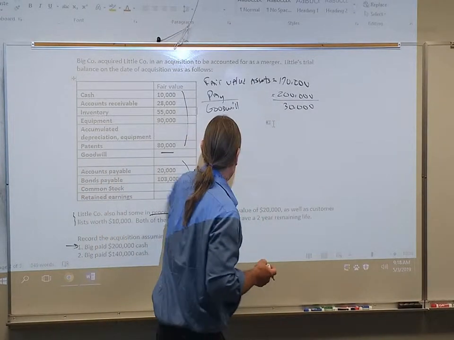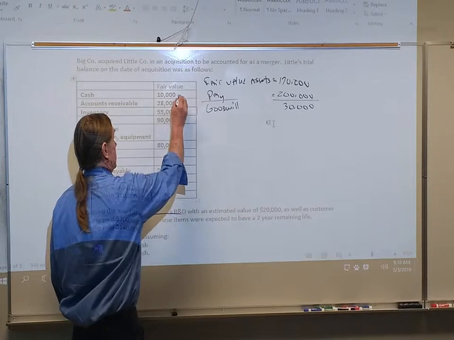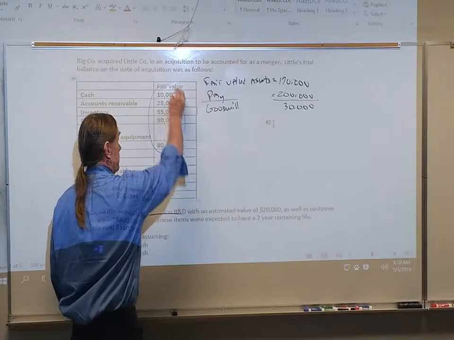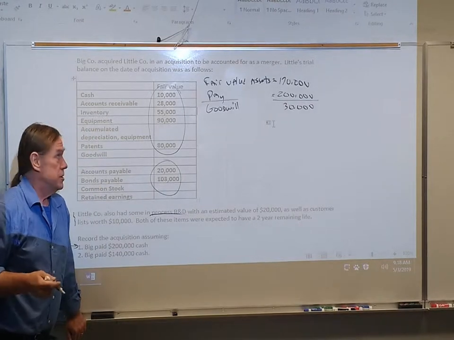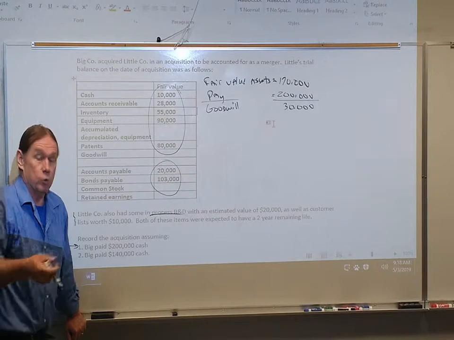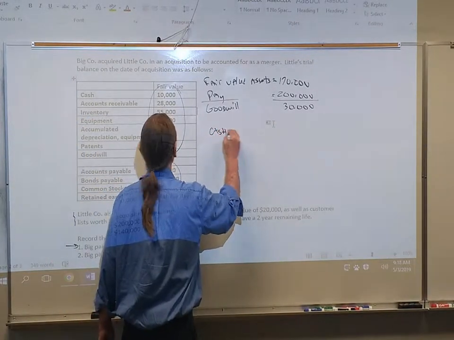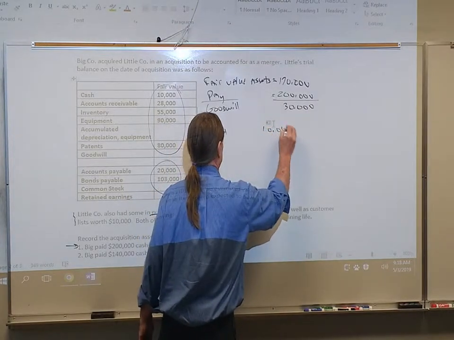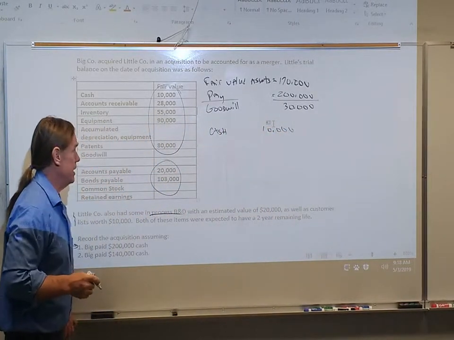So let's go ahead and record this acquisition. Basically, all we're doing is recording the acquisition of these assets and the assumption of these liabilities. There are two things I put in here just for old time's sake. Let's go and record this stuff. We're going to receive cash of $10,000. We're going to get receivables with a fair value of $28,000.